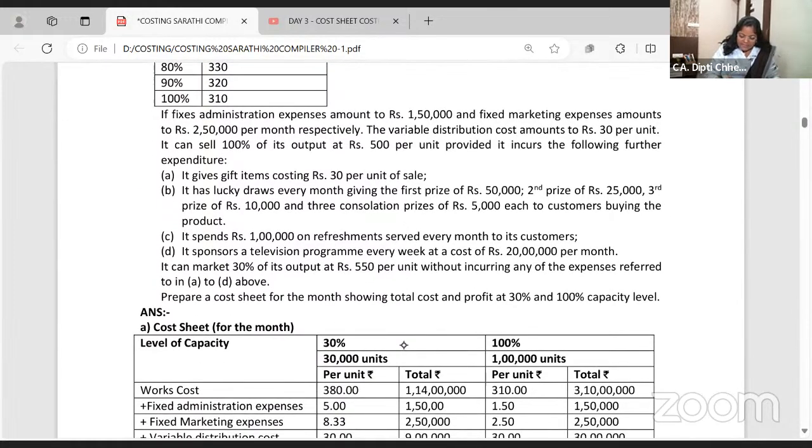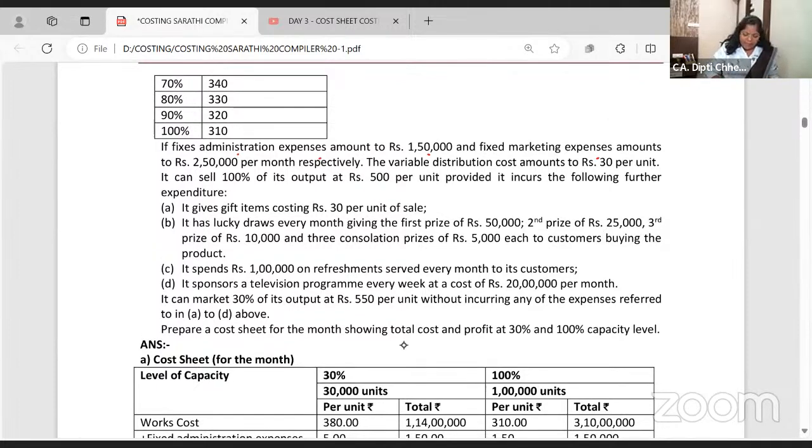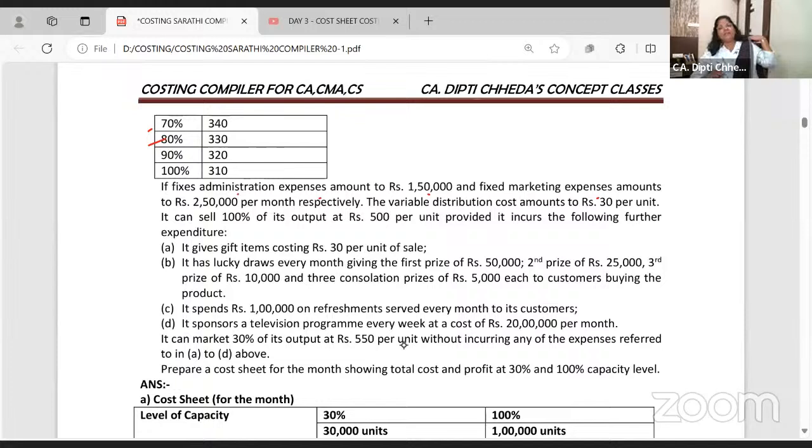Now, fixed administrative expenses are given. Marketing. You operate at 80% capacity or you operate at 70%. Your variable cost will change, but fixed cost will be constant. You remember this? Yeah. Last 5 minutes. This very simple question. So administrative expenses, marketing expenses, variable distribution cost is given 30 per unit. So that you have to use. He can sell 100%. If you are working 100%, what is your works cost? 310. And what is going to be your selling price?